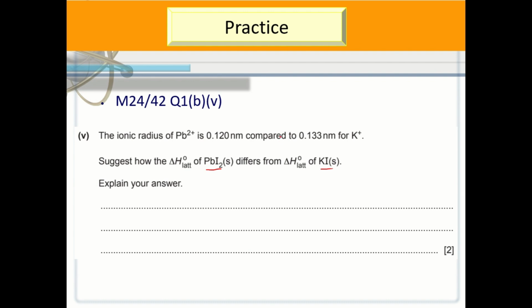So let's identify the cations and anions in these two compounds: lead-2 and iodide, potassium ion and iodide ion. Iodide ions are in common, so we are going to compare only the cations. That's the reason why the question is giving you the ionic radius of the cation but not the ionic radius of the anion, because we only have to compare the cations in this question. So first we look at the charge, then we look at the size, the two factors affecting the lattice energy. Lead-2 ion has a higher charge compared to potassium ion.